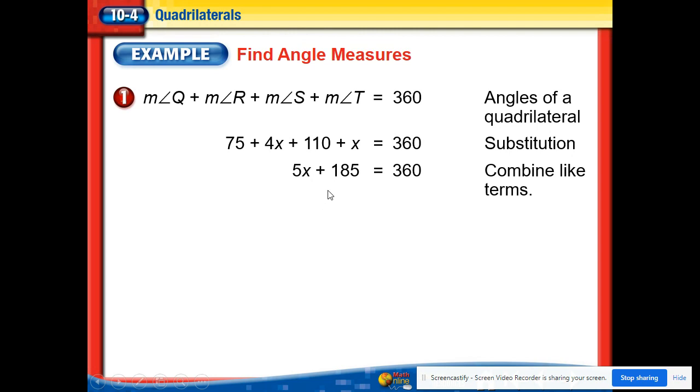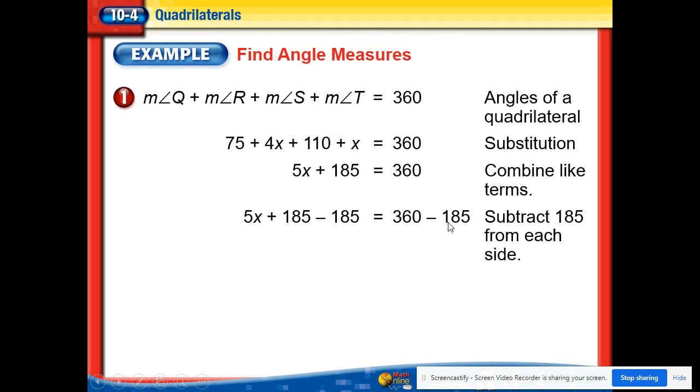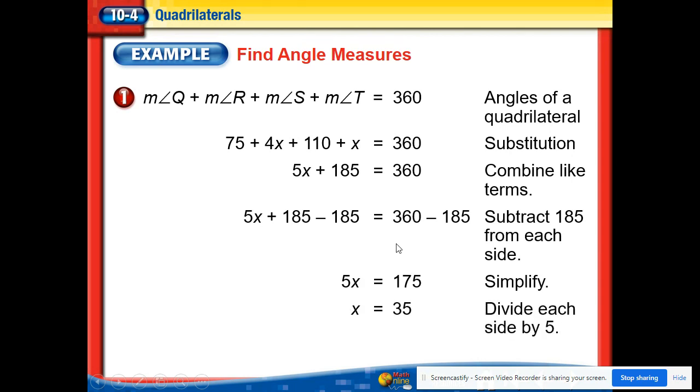Well, now we need to solve it. How do we get rid of this 185? We move it to the other side. Subtract 185 from both sides. And then we're left with just 5x equals 175. And then we divide by 5, and x is 35. So T is 35, and the other one, R, is 4 times 35, or 140.